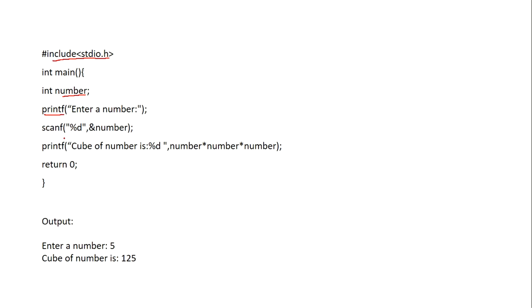Now we need to read whatever the user has entered. We need to take it and store it in the variable which we have declared. How to do that is using the scanf statement. In the scanf statement, we need to mention the format of the input. So we are telling that the input should be in the format of an integer. This is the formatting code which says that the input should be in the form of an integer.